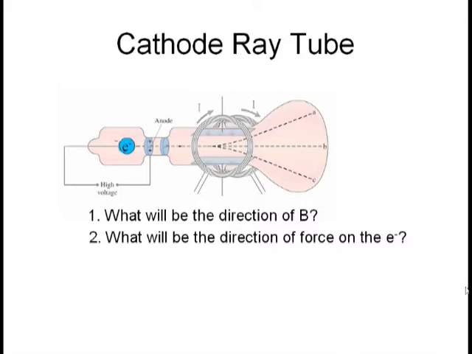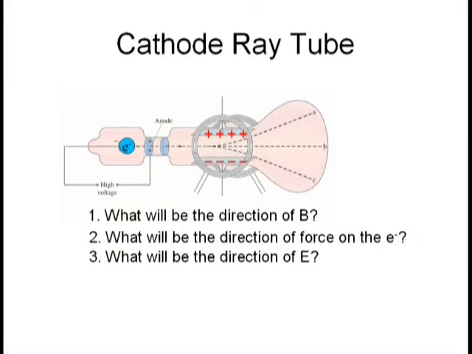Next, I'm going to take away that current, and I'm going to turn on two parallel plates, positive plate on the top, negative plate on the bottom. And my question will be, what is the direction of the electric field? Remember, electric field goes from plus to minus. So the electric field in between these plates is all parallel, going downwards from plus to minus.